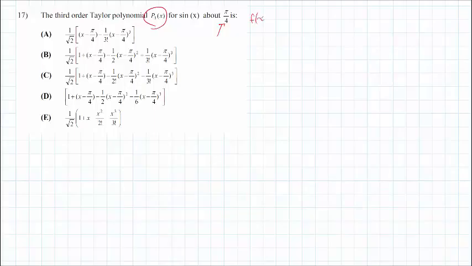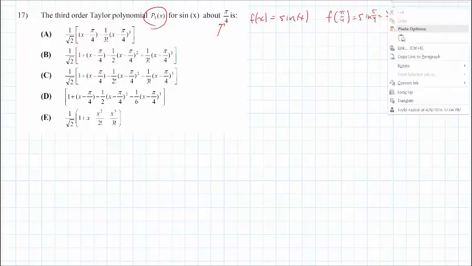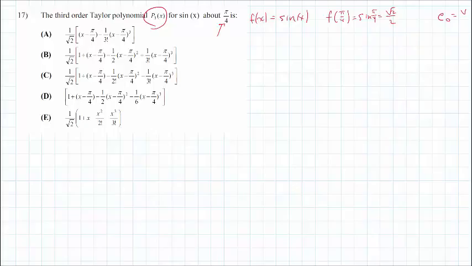We're going to say that f of x is equal to sine, and then we ask, what is f at pi over 4? Sine of pi over 4 is root 2 over 2. And so what is c naught? C naught is root 2 over 2. So we're going to look and say, which of these series have a first constant term of root 2 over 2? Oh, by the way, another way of writing root 2 over 2 is just 1 over square root of 2.